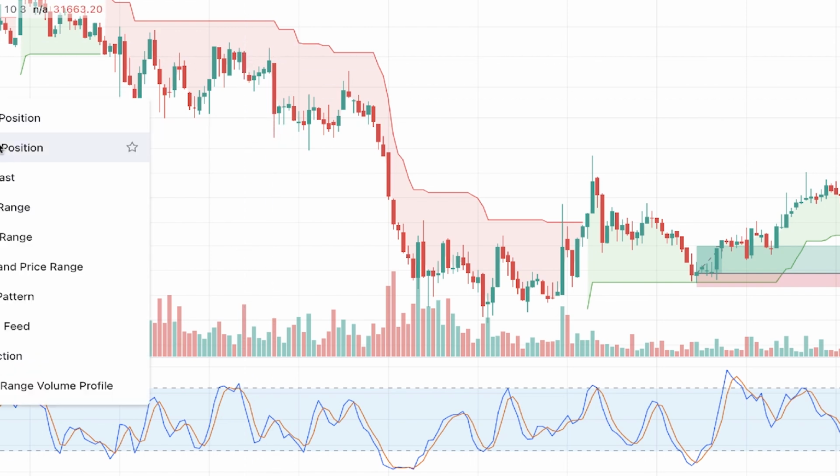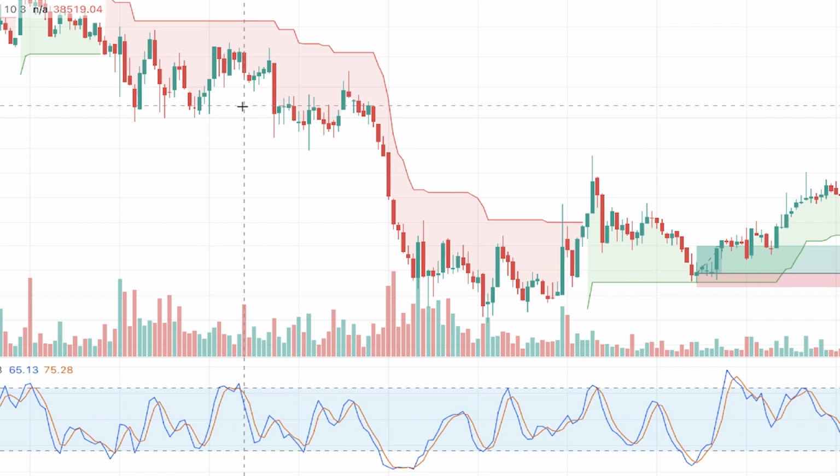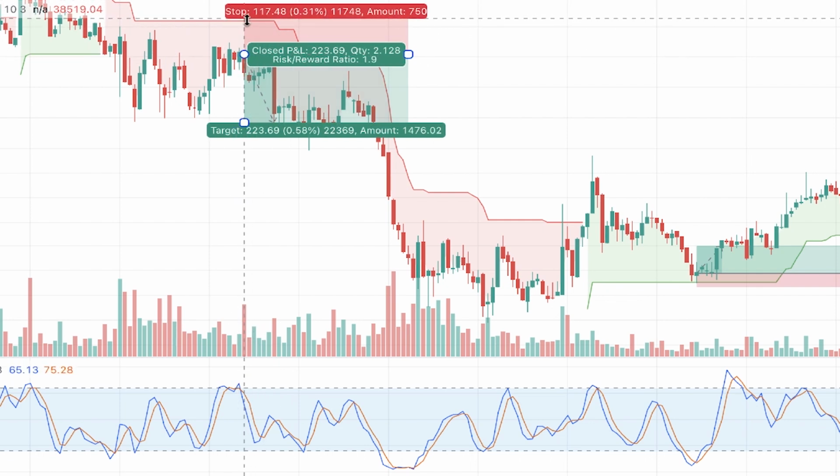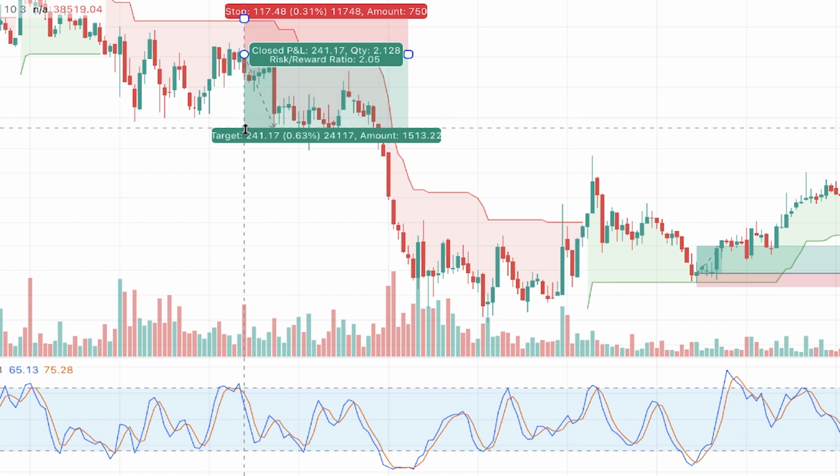So we enter a short position here at this point after the successful crossing of the K% below the D%. The stop loss for this trade is placed a little higher than the super trend line, and for the profit target, similarly we set it in a way that gives the risk to reward ratio of 2.